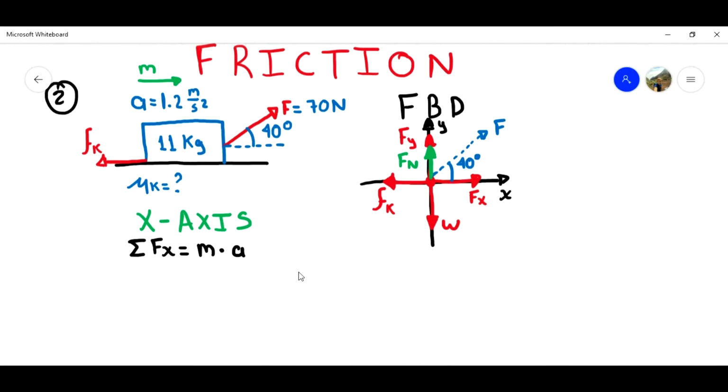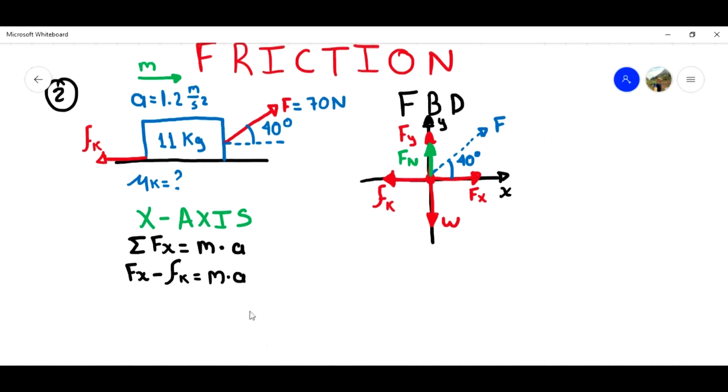Okay, so what forces do I have on x? I got Fx that goes to the right and friction force that goes to the left. Everything that goes to the right is positive, everything that goes to the left is negative. So in this case, Fx minus kinetic friction force equals mass times acceleration.